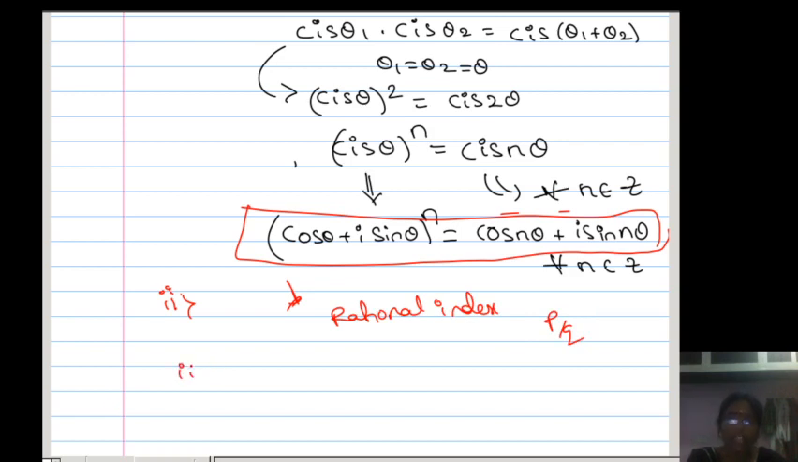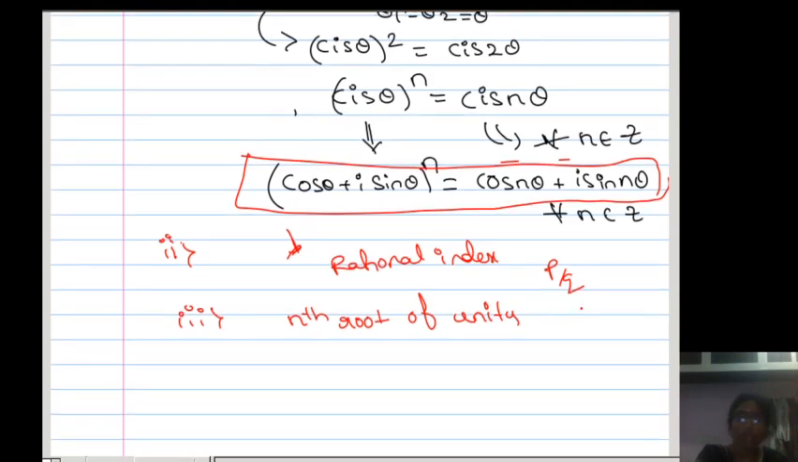Next, third point, we can discuss the nth root of unity. Unity means what? 1. So we are going to find 1 written as a complex number, 1 to the power 1 by n. So how many roots does it have? Not only 1, but also the nth roots of a complex number.